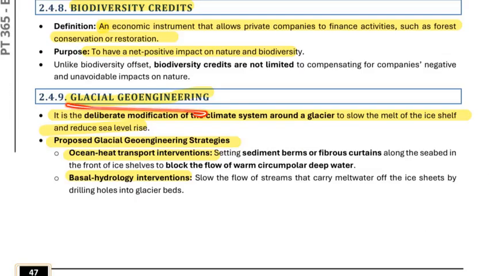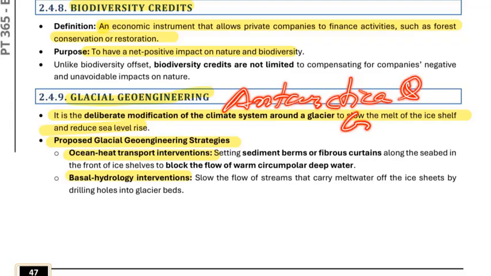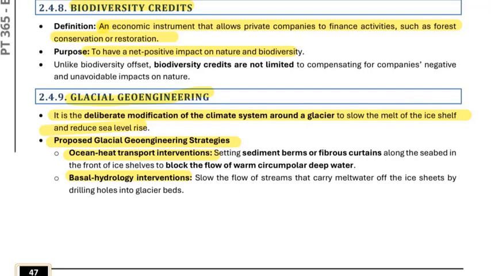Next is glacial geoengineering. First, understand the term. Here all terms are important. What is the glacial geoengineering? It actually refers to the climate intervention technique that aims at slowing or preventing the melting of glaciers and polar ice, especially in the regions like Antarctica and Greenland. So see what is written here. It is a deliberate modification of climate system around glaciers to slow the melt of the ice shelf and reduce the sea level rise.